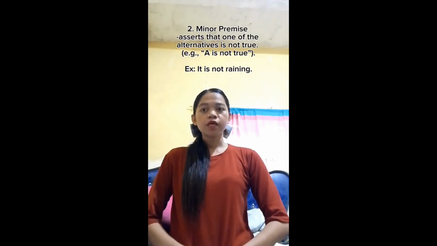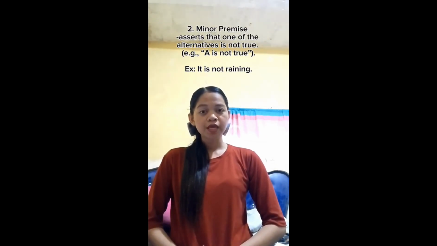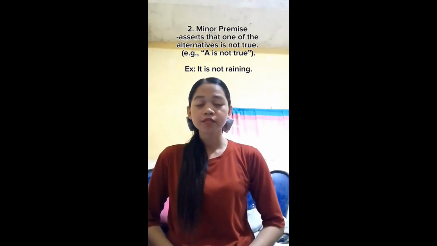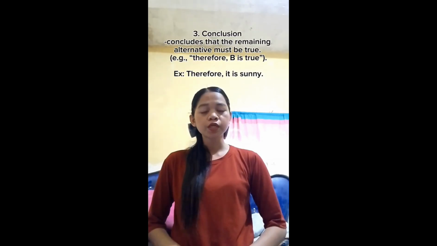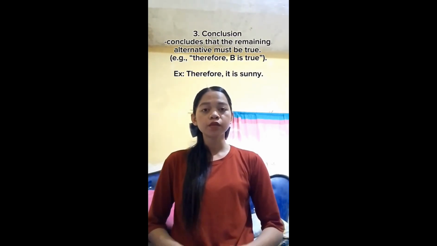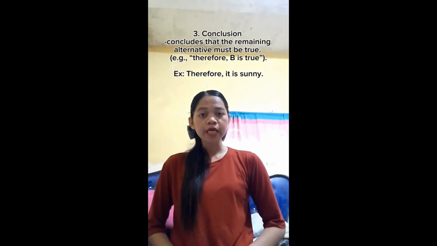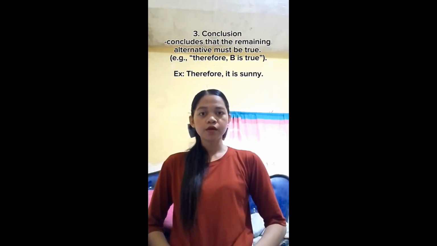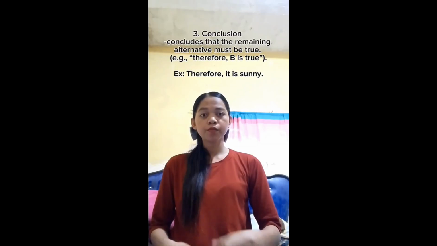Minor premise, it asserts that one of the alternatives is not true, which is A is not true. For instance, it is not raining. So, hindi uulan. And the last part is conclusion. So conclusion, it concludes that the remaining alternative must be true, which is, therefore, B is true. For instance, it is sunny. Therefore, it is sunny. So, therefore, pwedeng umaraw.